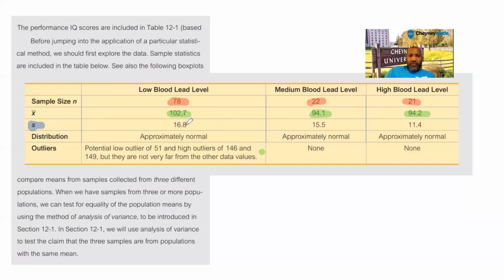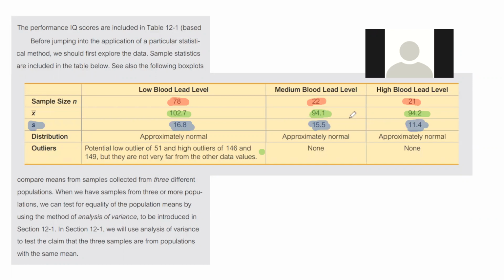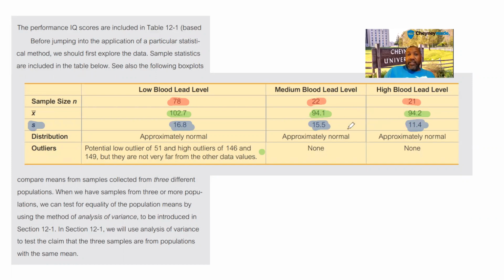Standard deviation for the low blood level group is 16.8. Standard deviation for the medium blood level is 15.5. Standard deviation for the high blood level is 11.4. Now, when we look into the data more closely and we look at them more, you see there are differences. Even though I said the means aren't that different, the standard deviation is different.